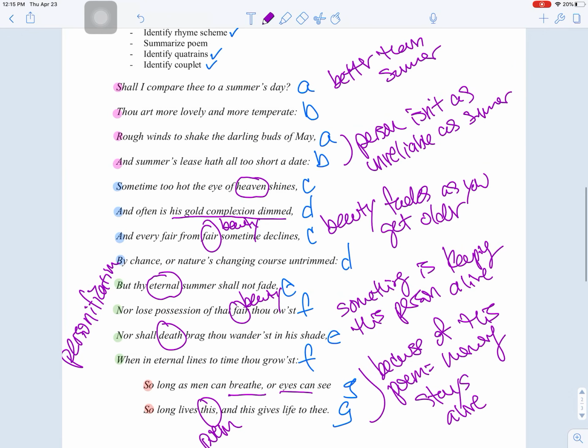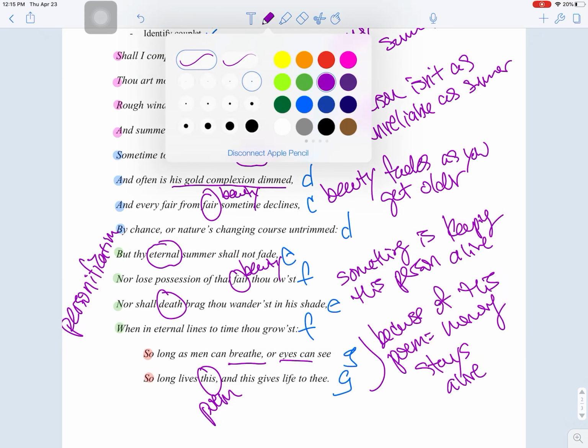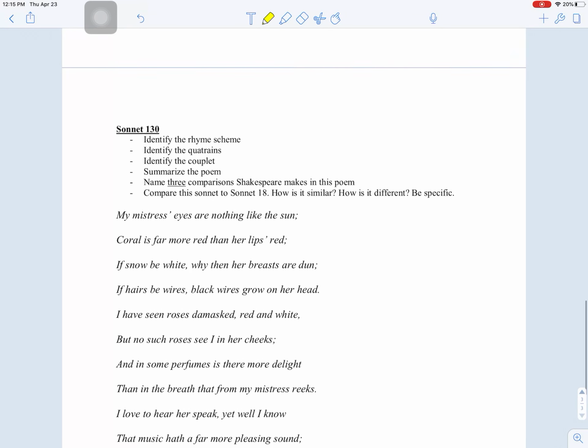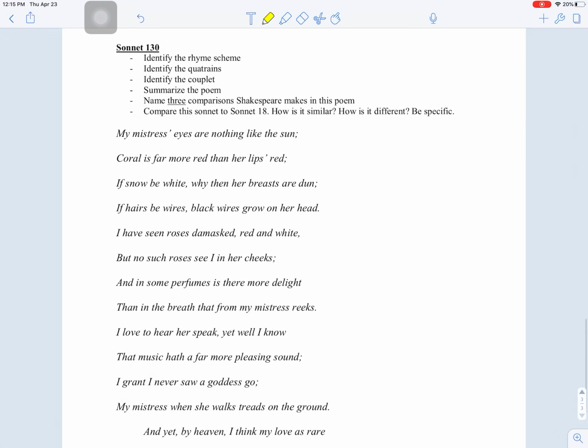Fun fact, you may have noticed that in this poem, Shakespeare uses the word his. Okay, so this is not a love poem to a woman. Instead, it's a love poem to one of Shakespeare's sons who died, I think from tuberculosis. So this is kind of a way to honor his son's memory, right? And often his gold complexion dimmed, nothing will result in his son's memory fading. I mean, think about it. It's been however many years and we're still reading this poem. That's pretty impressive.